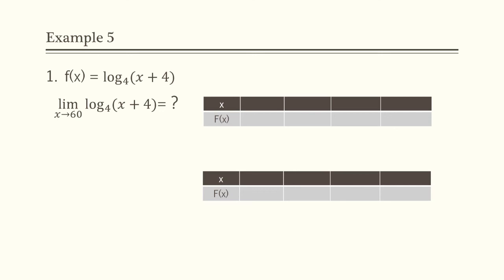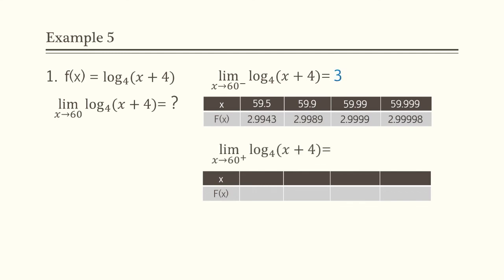Example 5, finding limits using table of values in logarithmic function. Suppose we have to find the limit of the logarithm of x plus 4 base 4 as x approaches 60. The first values that I've used are 59.5, next 59.9, 59.99, and 59.999 with corresponding y output values of 2.9943, 2.9989, 2.9999, and 2.99998. From here, we can say that the limit of the function is 3.